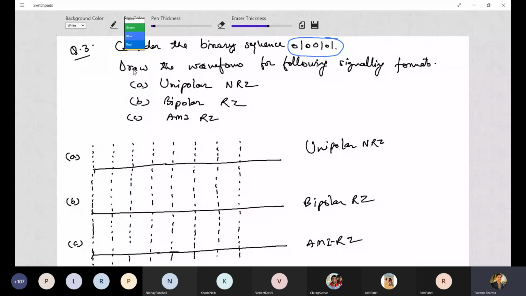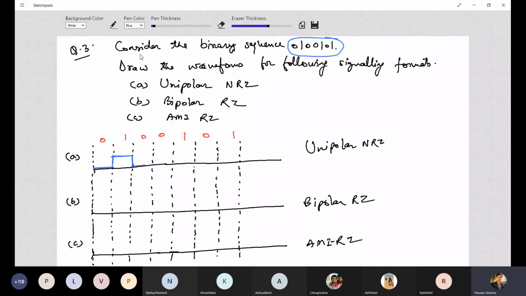So let me write our bit sequence: 0 1 0 0 1 0 1. Now please tell me, for unipolar NRZ, what should I draw in this duration? Negative or 0? 0. Okay, so 0, because it is unipolar. Then 1 is simply your high voltage.